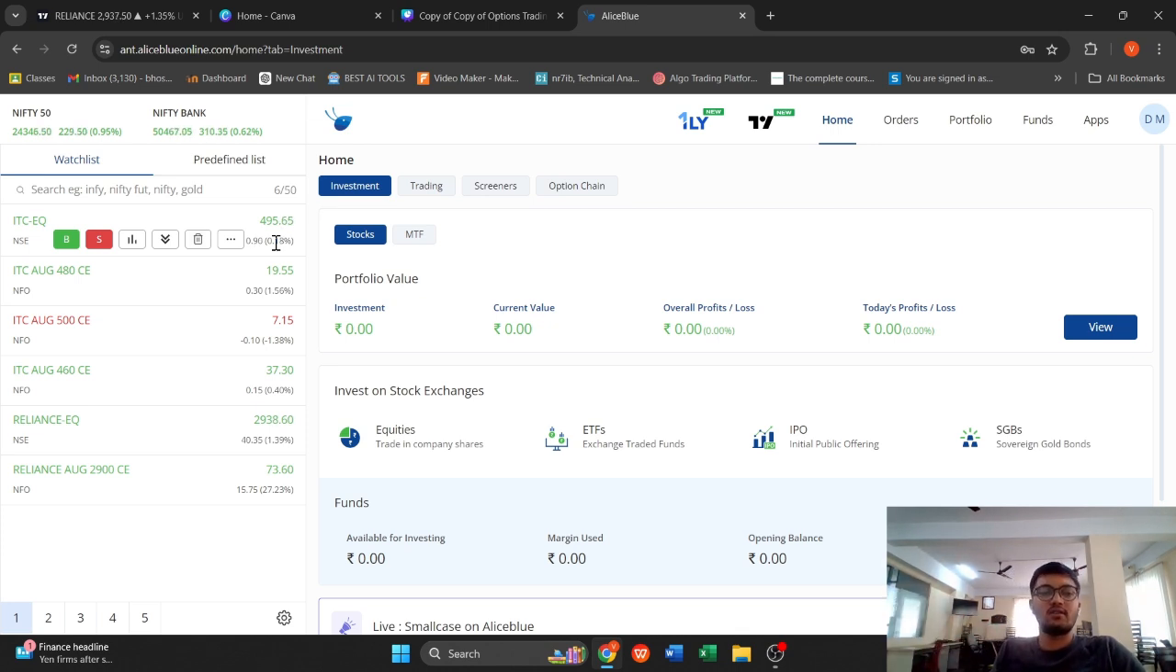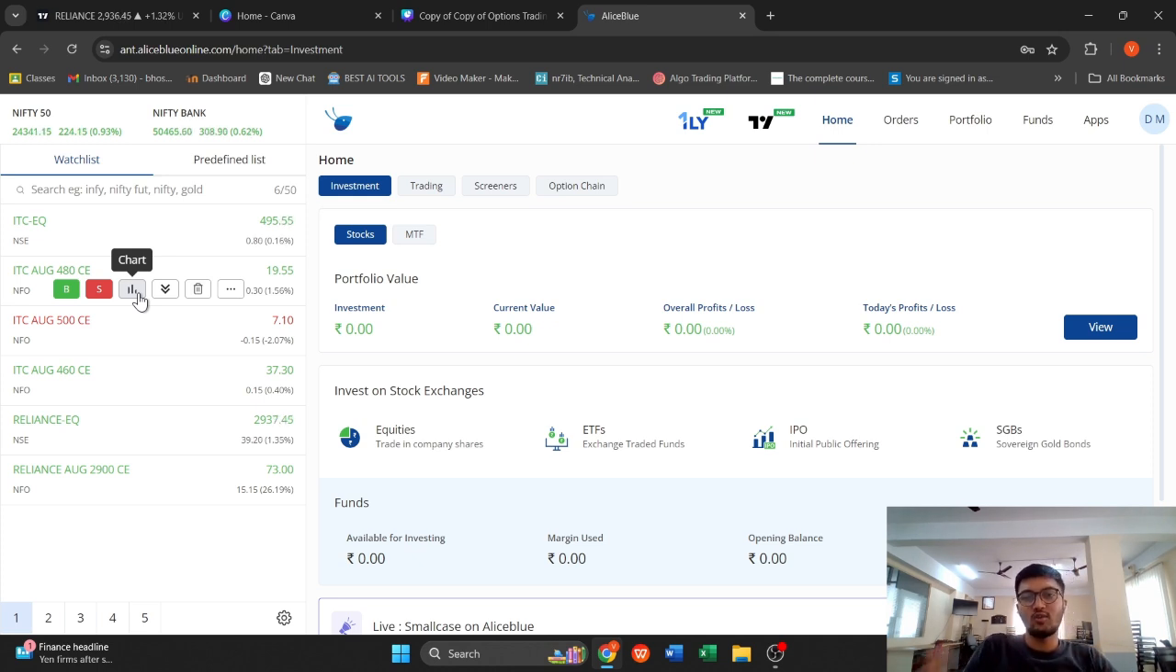The reason behind the price of the premium going up by just 3.5 rupees is not that every 1 rupee change in ITC gives a 1 rupee change in the ITC 480 call strike price. I told you today I'm going to explain exactly how five things determine the price of premiums and how it should change.